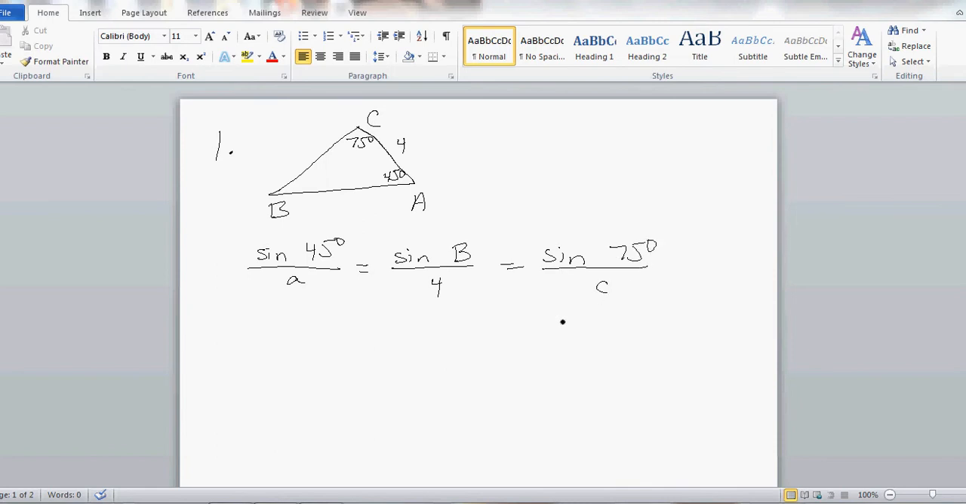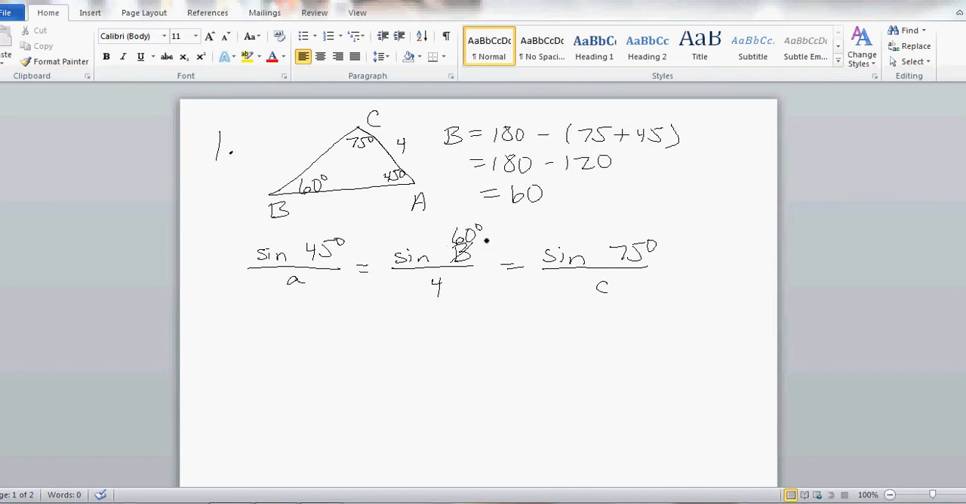over its opposite side. Now it doesn't take much to realize that B can be easily calculated as 180 minus the sum of the other two angles. Or in other words, 180 minus, let's see, 120, which will mean 60 degrees. So B is 60 degrees. So we can put that value in rather quickly.